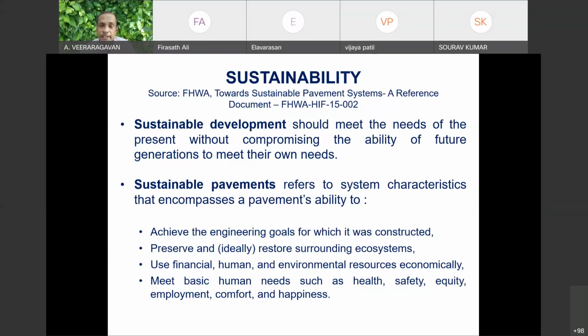Thanks to Dr. Praveen Kumar, he brought in this course, a faculty development program, wherein we create an awareness of sustainability engineering. How do you ensure that the pavements or the civil structure is sustainable? Even in the case of a pavement, sustainable pavement refers to a system characteristic wherein we have to achieve the engineering goals. What are the engineering goals? A pavement should be able to offer you a smooth, comfortable, and safe riding surface. That's all finally you need.